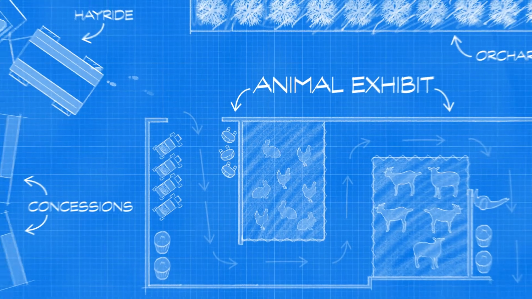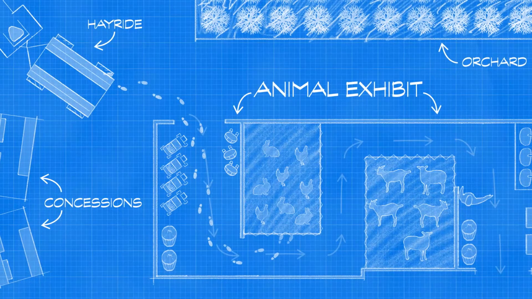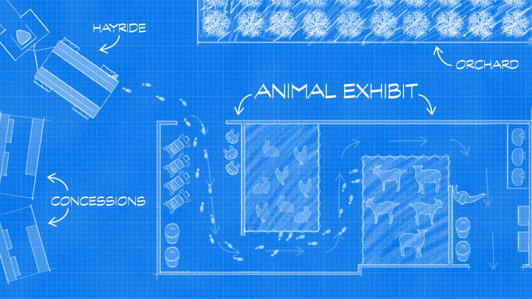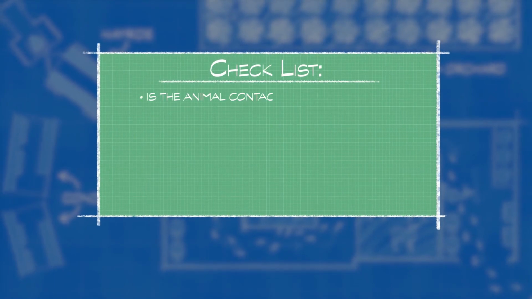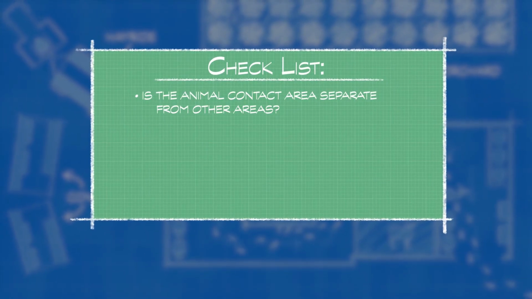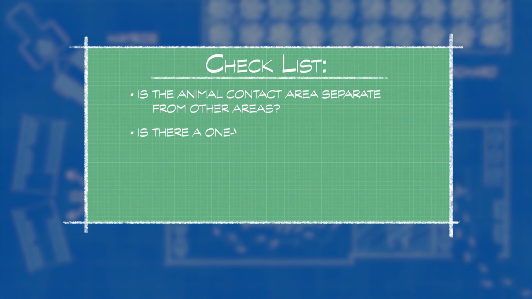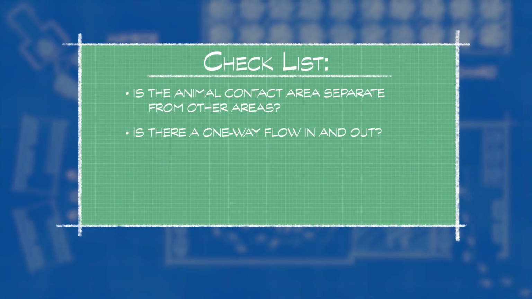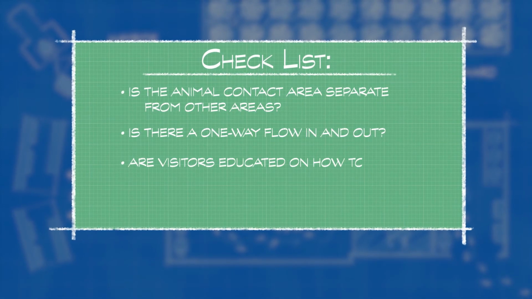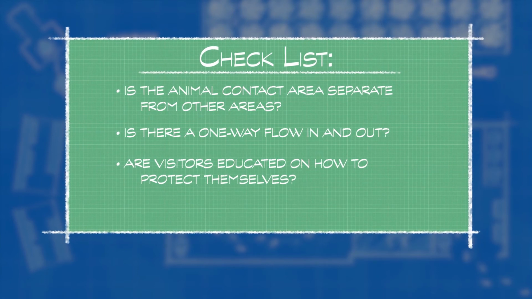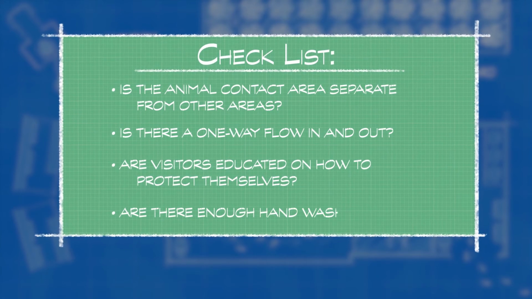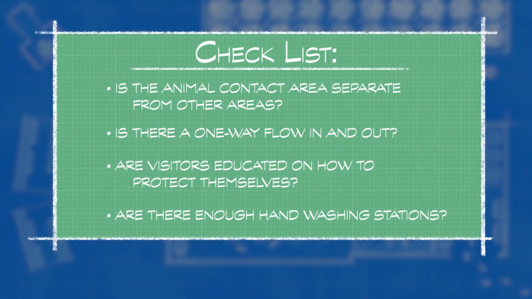Now that you have a better idea how physical layout can encourage better hygiene, think about how your own visitors will move through your site. Ask yourself, is the animal contact area separate from other areas? Is there a clear one-way flow in and out? Are visitors being educated on how to protect themselves from disease? And finally, are there enough hand washing stations available to meet your needs?